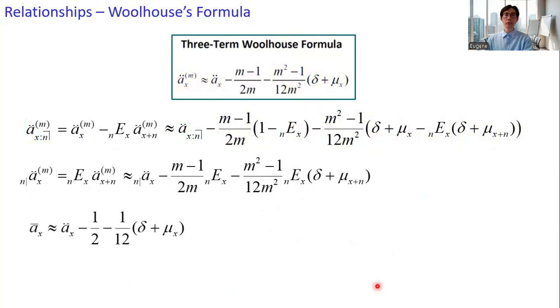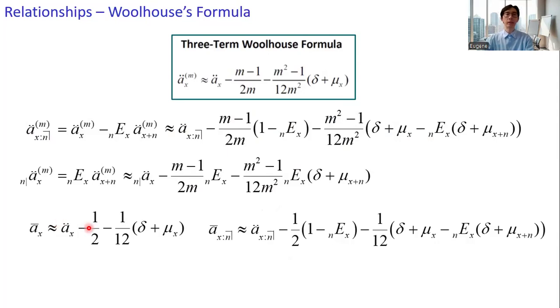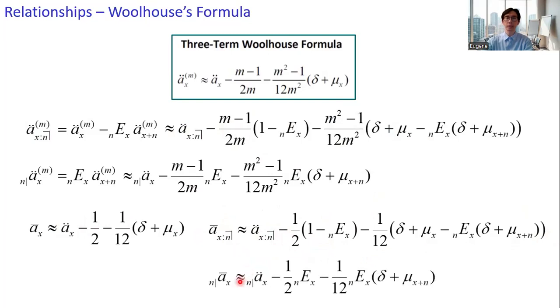And then for the continuous case, take m approach infinity. For the n-year temporary continuous annuity, we get this expression, just approximate, take m approach infinity, and then we get this expression. And then we have the deferred continuous annuity, we get this expression.